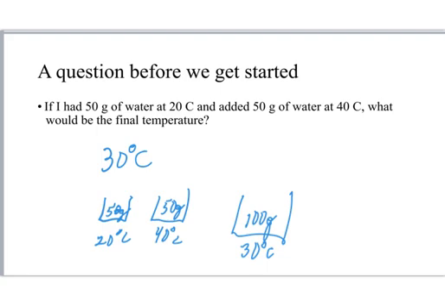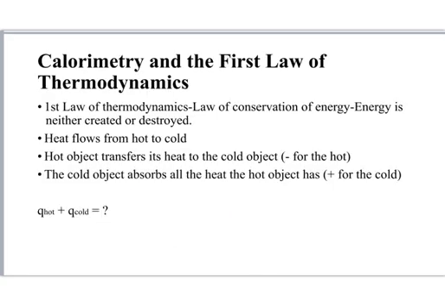Calorimetry is a way of measuring this. If the numbers don't work out as easy as these do, we could actually do the math and figure out what that's going to be. All right, so let's experiment. Calorimetry, the first law of thermodynamics, says that energy can't be created or destroyed. We just convert it from one form to the other. And we also learned that heat flows from the hot object to the cold object. So the hot object gives up its heat, the cold absorbs that heat.